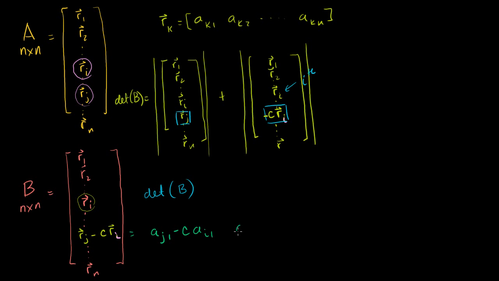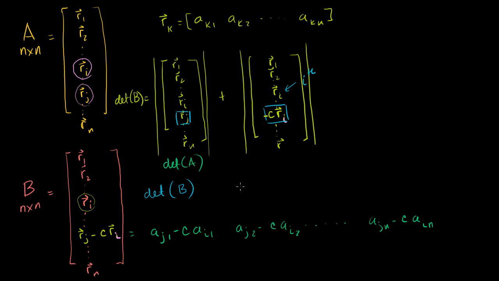The second term in that row would be AJ2 minus C times AI2. And it would go all the way to AJN minus C times A sub I n, the nth column. So that's all it means by that. So the determinant of B is equal to the determinant of this plus the determinant of this. The determinant of this, well, this thing is right here. This is our matrix A. So this is going to be the determinant of A.